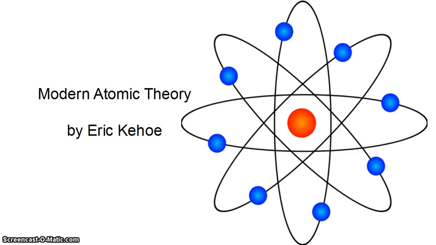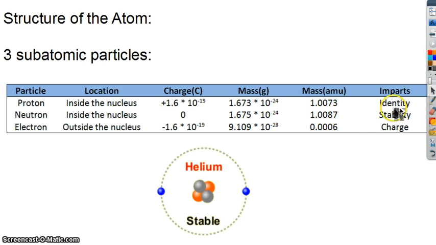Today we are going to be learning about atomic theory. First thing we need to know about atoms is what they are and what they look like. So atoms are the smallest particles of matter that you can divide up using any physical or chemical means.